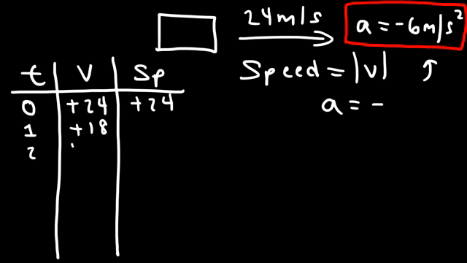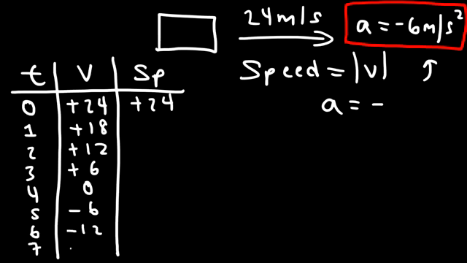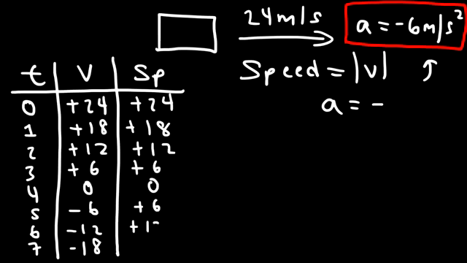2 seconds later, it will be 12. 3 seconds later, it's going to be 6. 4 seconds later, it's 0. 5 seconds later, it's negative 6, and so forth. Now, speed is always positive. It's the absolute value of velocity. So here the speed is positive 18, positive 12, positive 6, 0, positive 6, positive 12, and so forth. Now, let's focus on the first half.